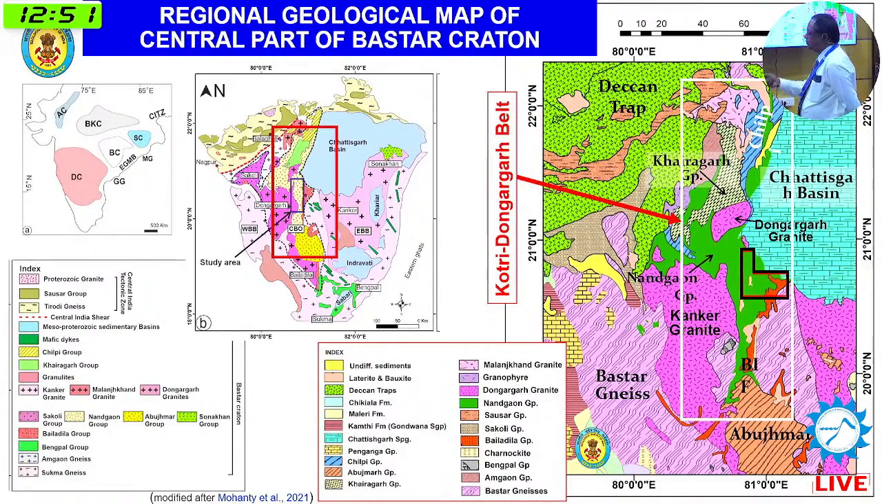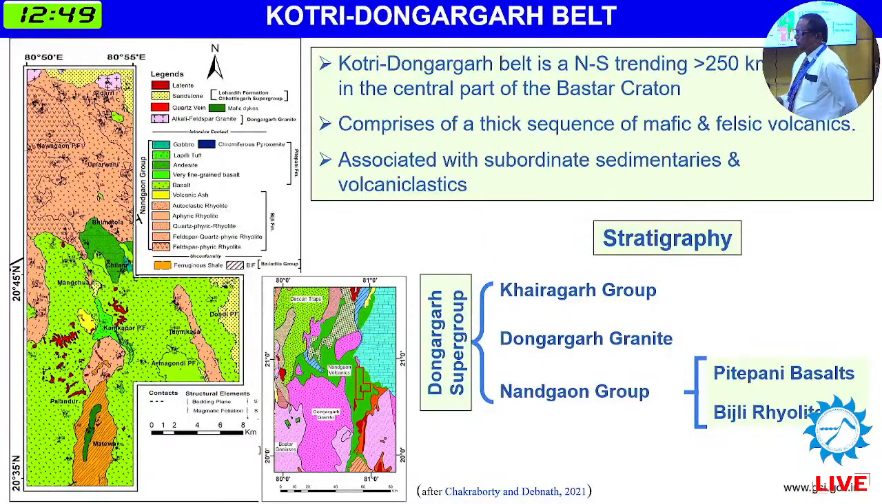Some previous works have been carried out and lots of differing opinions existed, so we took up second generation geological mapping. In the process of mapping, we also did some geochemical analysis and geochronology, and that work is being presented here. To speak on the Dongargarh supergroup, it has been divided into two groups, the Nandgaon group and the Khairagarh group.